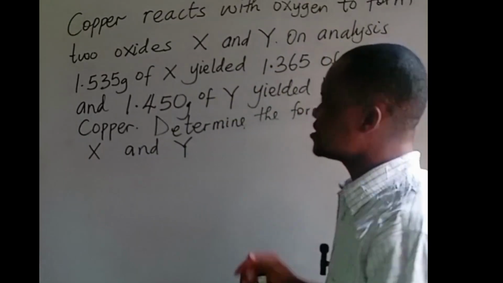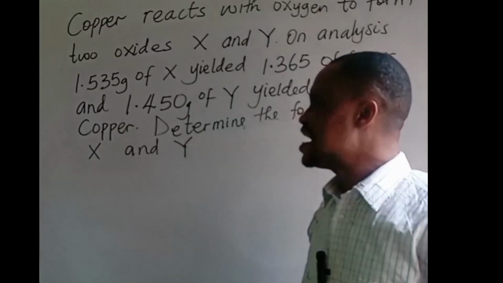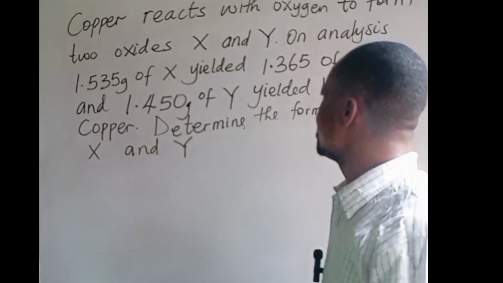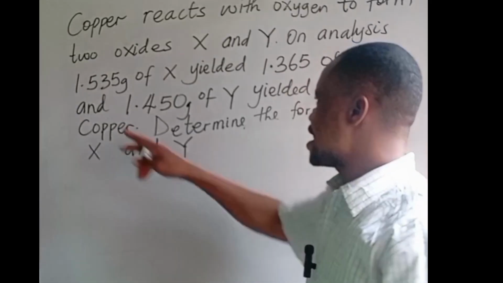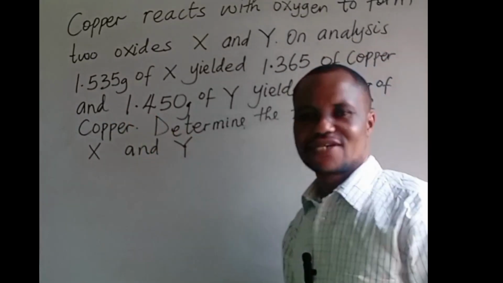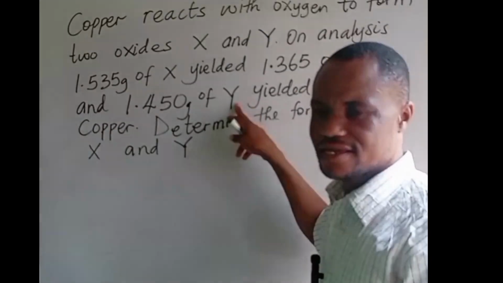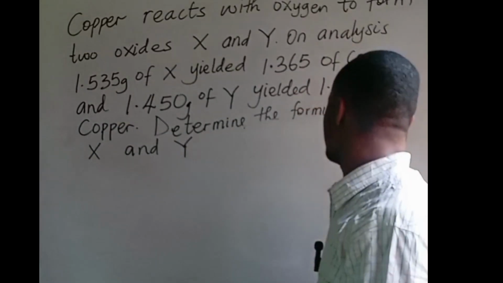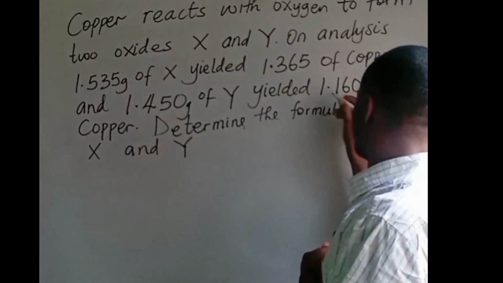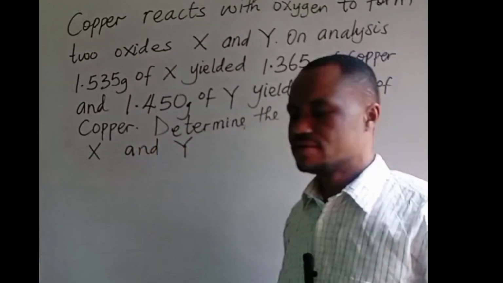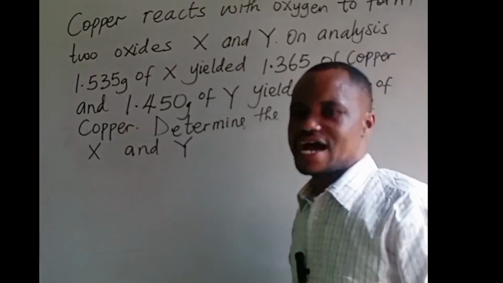Copper reacts with oxygen to form two oxides, X and Y. On analysis, 1.535 gram of X yielded 1.365 of copper and 1.450 gram of Y yielded 1.160 gram of copper. Determine the formula of X and Y.